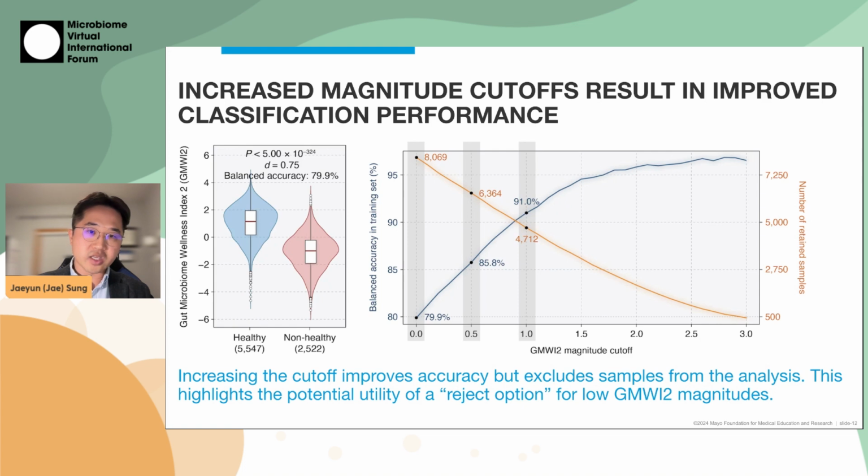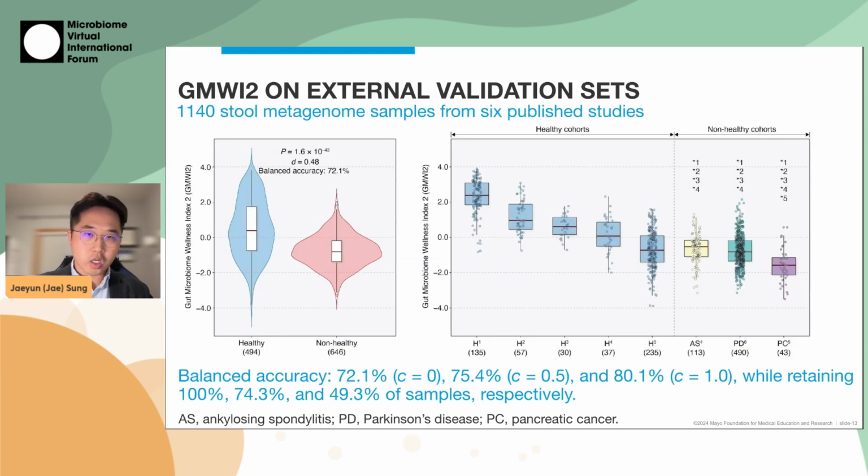This sums up how we did in the training data. And we also show in the paper that our accuracies are pretty much robust in cross-validation. As most of us know, holding up, or at least not totally bombing, on independent cohorts is the gold standard for any biomarker. So here we show how GMWI2 does on an external cohort consisting of 1,140 stool metagenome samples from 6 published studies. The distribution of healthy and non-healthy are as such, with an accuracy of classification of 72.1, and this grows to 75.4 to 80.1 as we increase the thresholds the way I mentioned earlier.